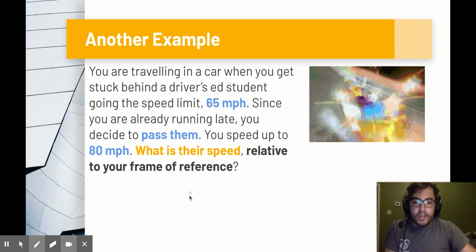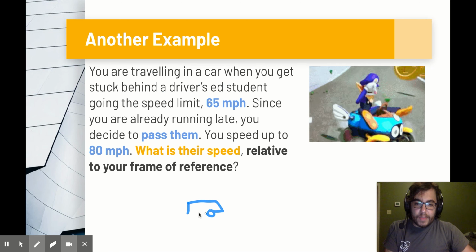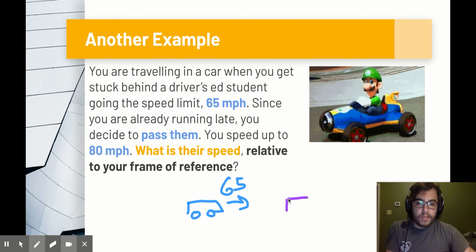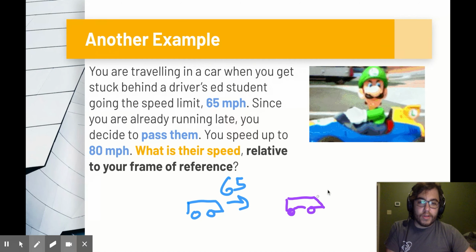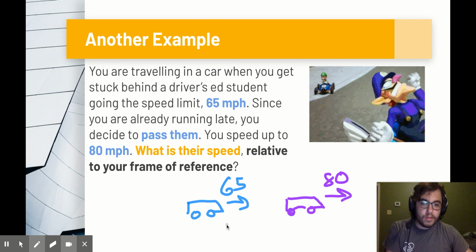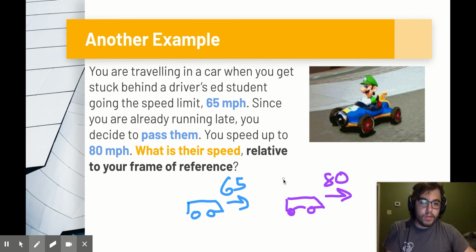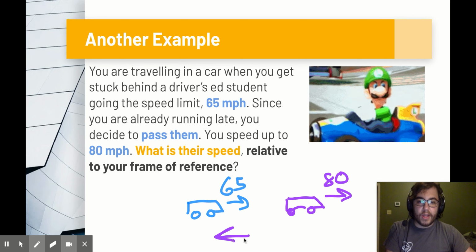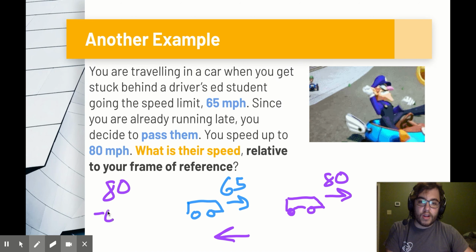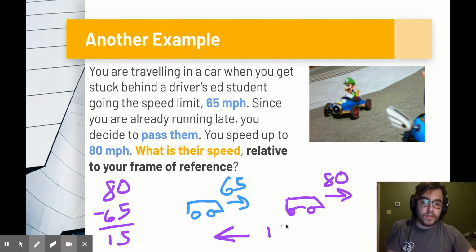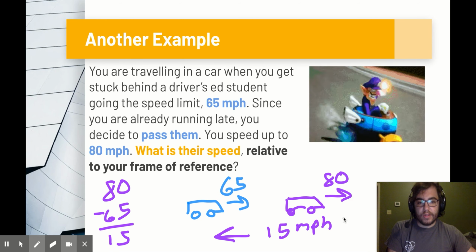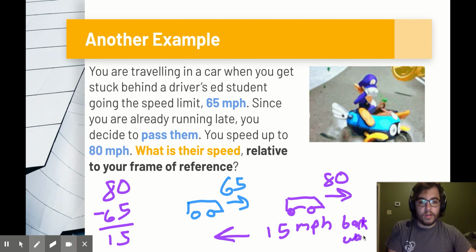Anywho, you're running late and you need to pass them. So we have this person, driver's ed, going 65. You got to pass them. Speed racer over here, speed demon, going a risky 80, right? So you're both traveling in the same direction. They're just going slower. So to you, it will look like they are going this way, but at a slower speed, because when you look at your chart, it'll look like they're going backwards 15 miles per hour. Does that make sense? You can say it backwards since I didn't specify directions. Or back, whatever.